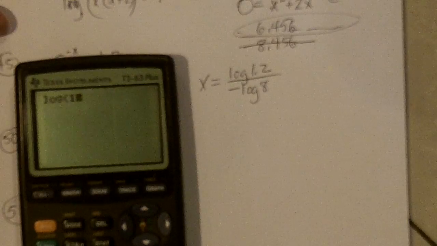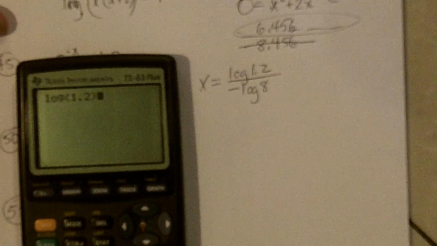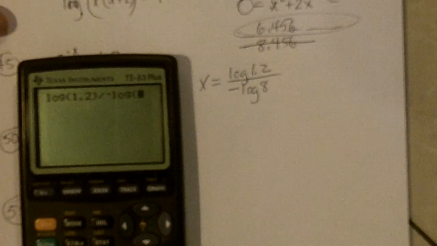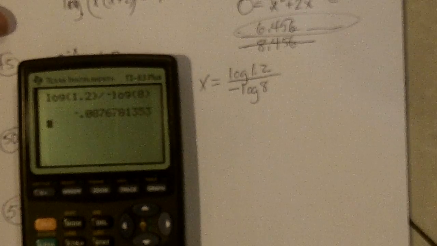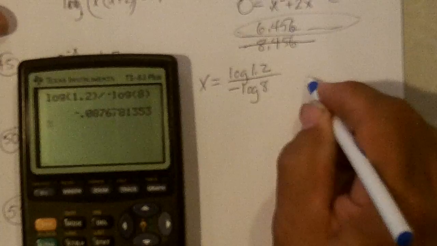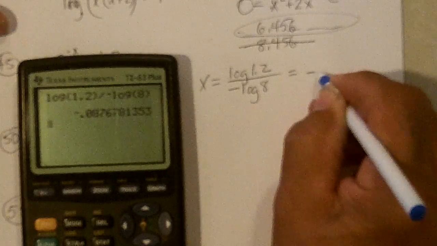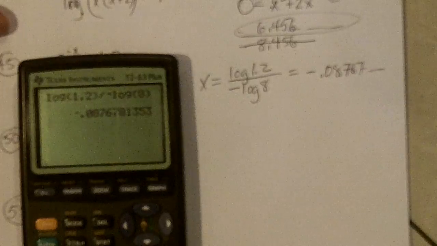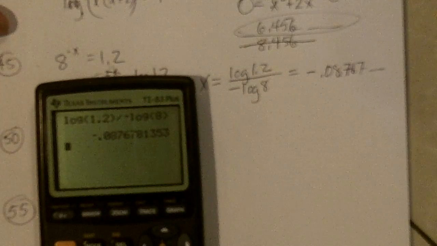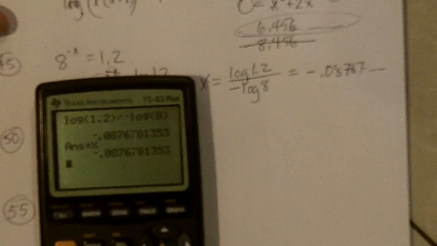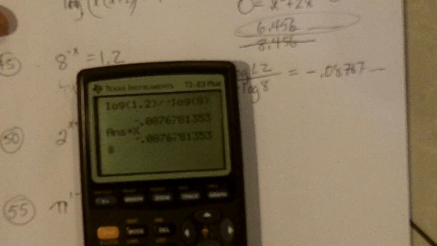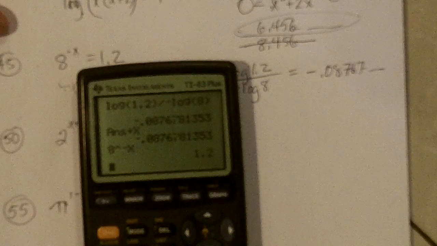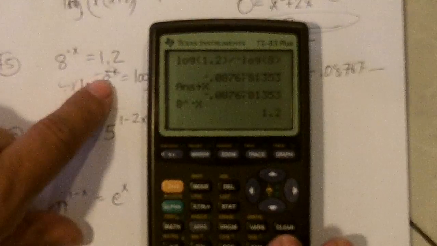And that is log of 1.2, close parenthesis, divided by negative log 8, and we get this number, which is negative 0.08767 and so on. Now let's check that. So I'm going to store that into x, and now I'm just going to type 8 to the negative x, and it says 1.2.